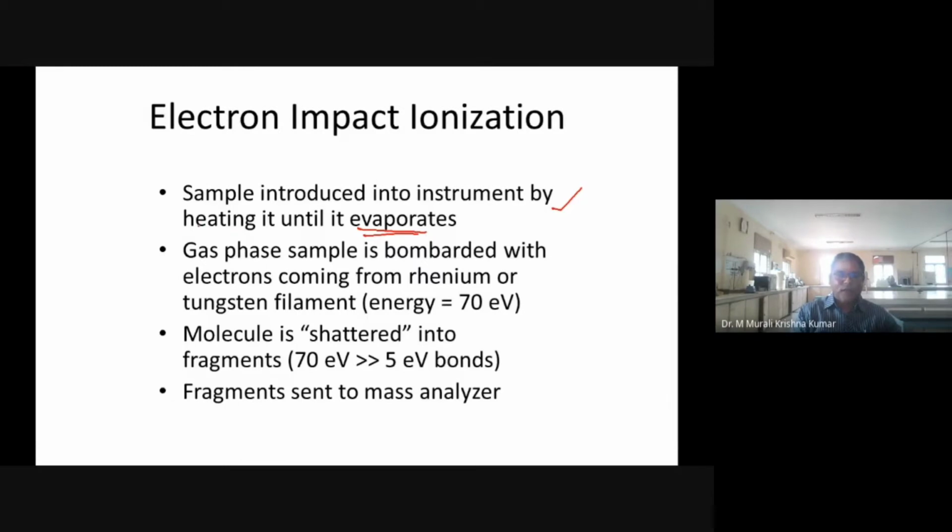So in case of electron impact ionization, as it is mentioned, sample is introduced as a volatile gas. So it has to be heated until it evaporates, and then once it is evaporated, it will be submitted to ionization. And then the gas phase sample is bombarded with electrons with energy 70 electron volts. Then the molecule is shattered into fragments, and fragments are sent to the analyzer.